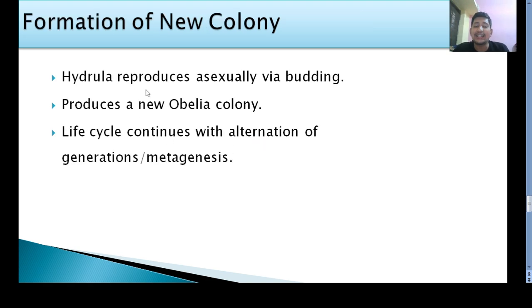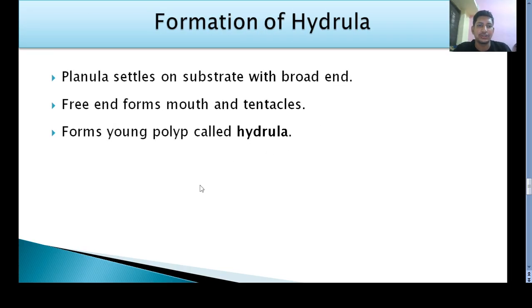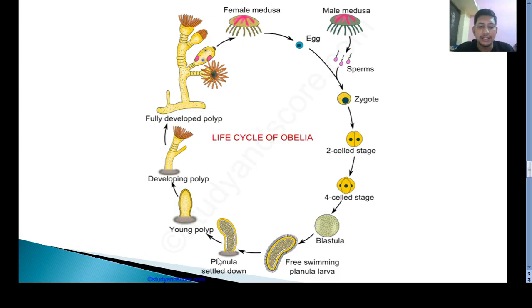And now this hydrula reproduces by asexual method, again through budding, and a new Obelia colony will be formed. Okay, and the life cycle continues with alternation of generation. Okay, so just I will go back to the figure. So you can see, planula gets settled down, it develops mouth and tentacles, and it is called hydrula. The hydrula undergoes asexual reproduction and it forms the new Obelia colony, or you can say a new Obelia colony gets established.